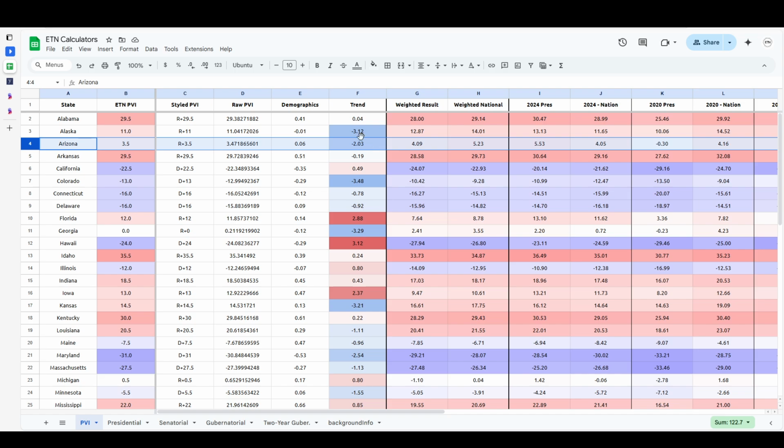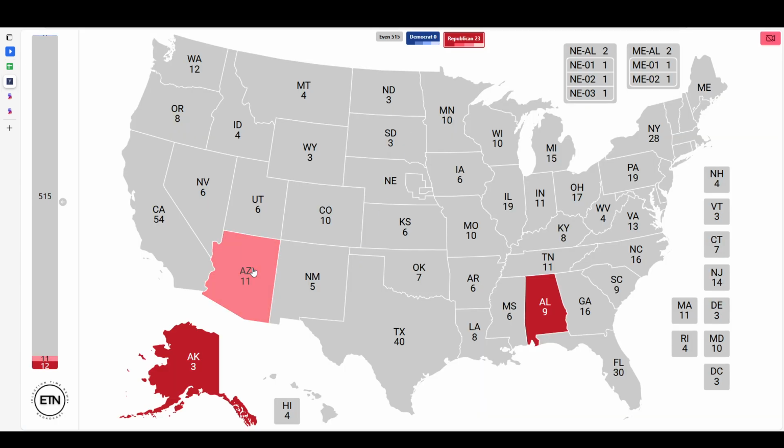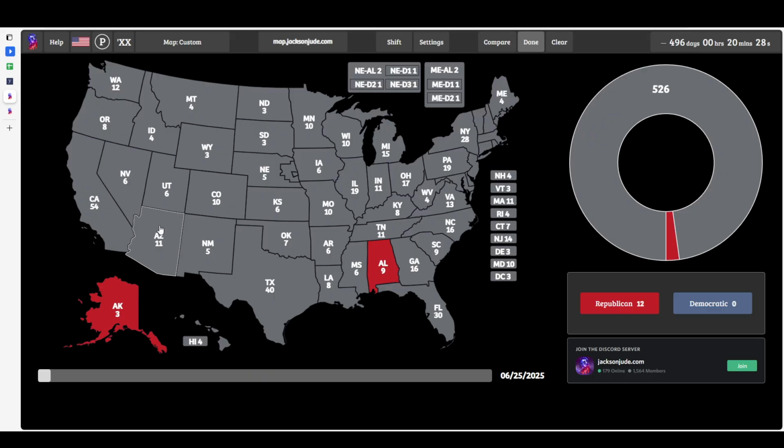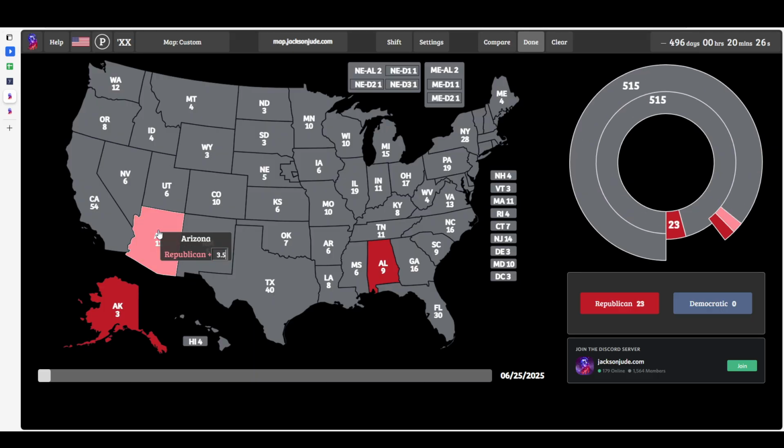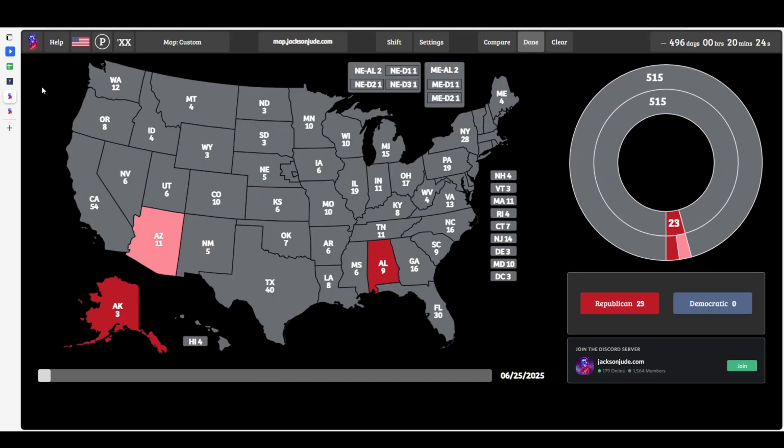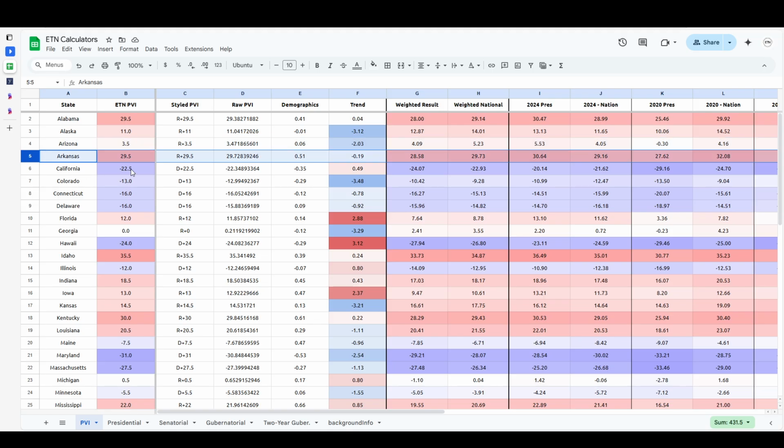2.03 to the left trend. That's one of the lower ones. And so R plus 3.5 means it's going to be lean on the map here. R plus 3.5. So next is going to be the state of Arkansas, 29.5.